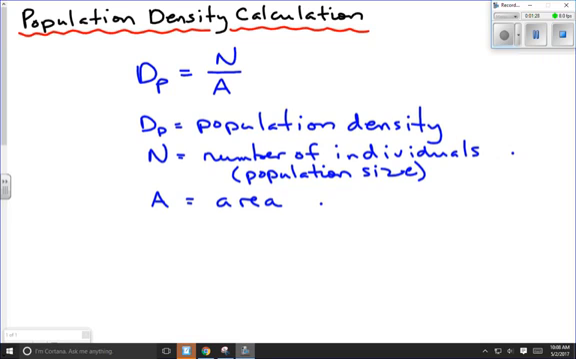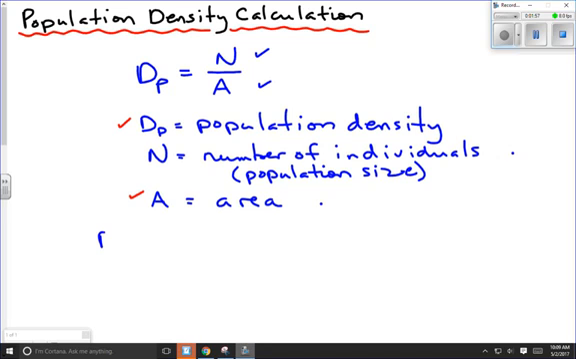So when we do this calculation, just divide the number by the area, go with whatever unit you happen to be given in the question, and you can't go wrong. The only thing that could be done in a test to make this a little more interesting is if we had to solve for one of the other variables. For example, if you were given the population density and you were given the area, could you find the number of individuals? Well, that just means rearranging the formula.